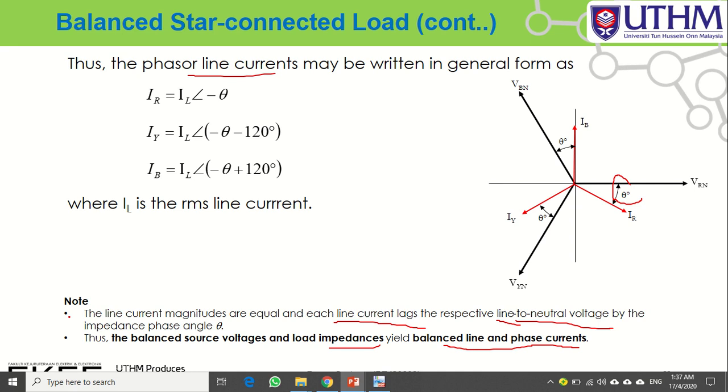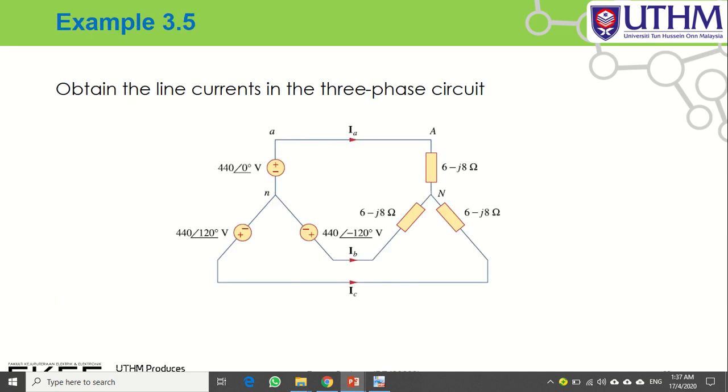Okay, let's try an example for the YY or star-star connected system. Let's say we are given a Y-connected source, a balanced system, please bear in mind. We discuss a balanced system. Y-connected source, and then Y-connected load, balanced load. What is the meaning of balanced load? Magnitude and angle; this is in rectangular form. If you convert into polar form, you will get the magnitude and angle. So the magnitude and angle for each phase are equal to each other.